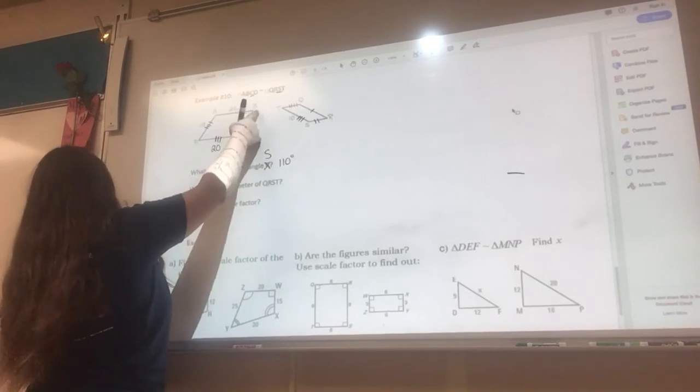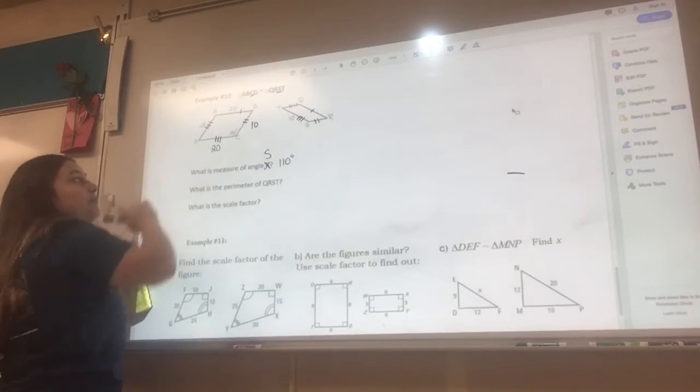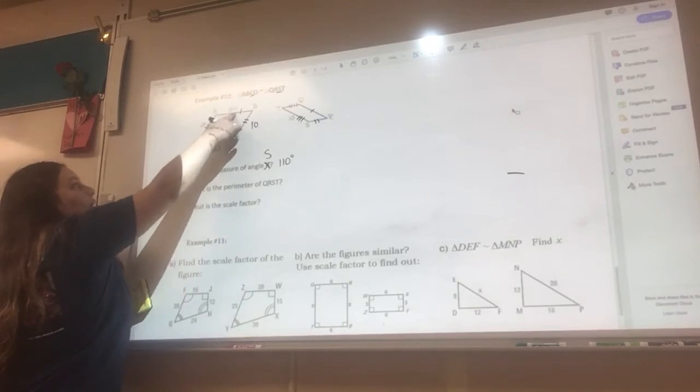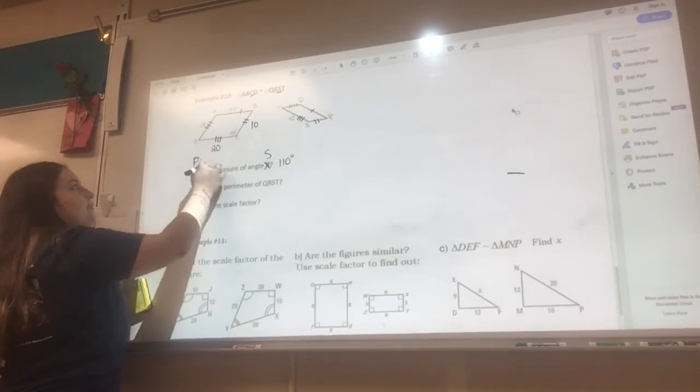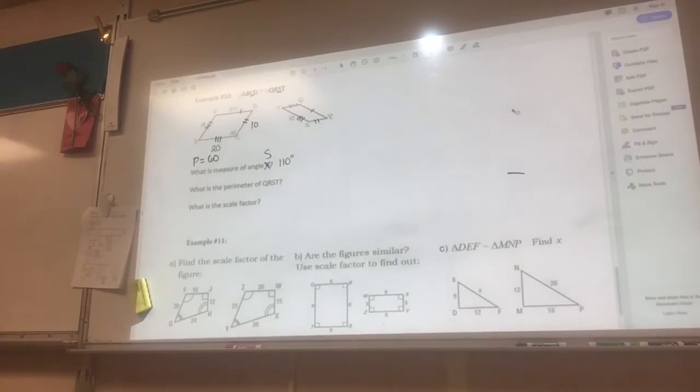AD is 10, therefore BC is also 10. So we can figure out the perimeter of ABCD. We're going to add 20, 10, 20, and 10, which is going to equal 60. So we know the perimeter of ABCD to be 60.